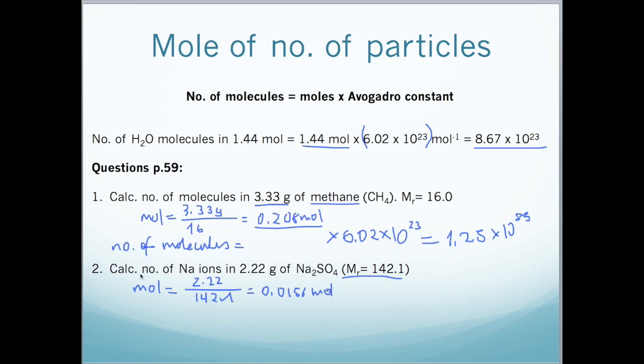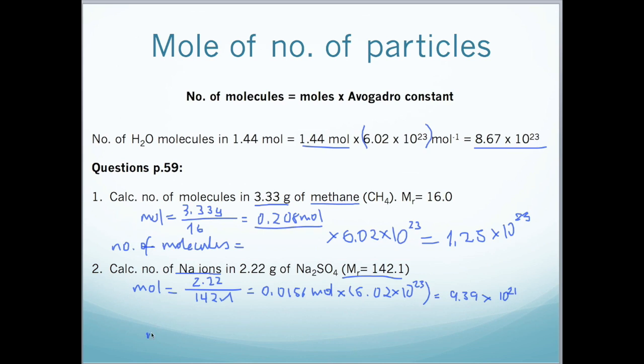But it's asking us to calculate the number of sodium ions and not the number of sodium sulfate molecules. So how do we do that? Well, we still do the second stage as normal. We multiply the moles by the Avogadro number, which is 6.02 times 10 to the 23, and we get 9.39 times 10 to the 21.